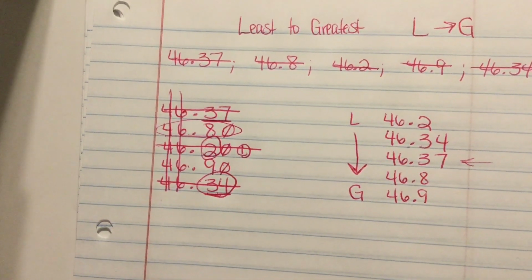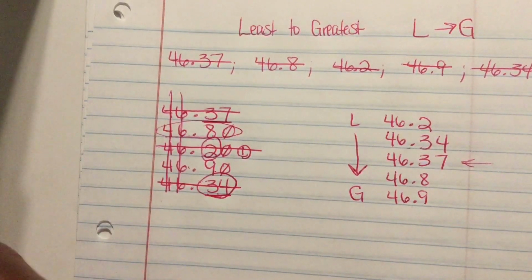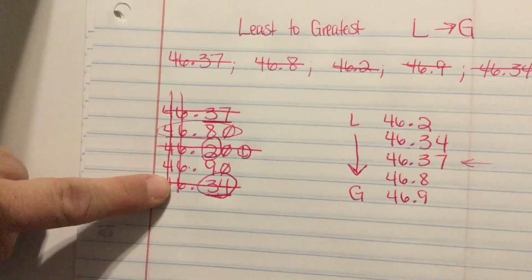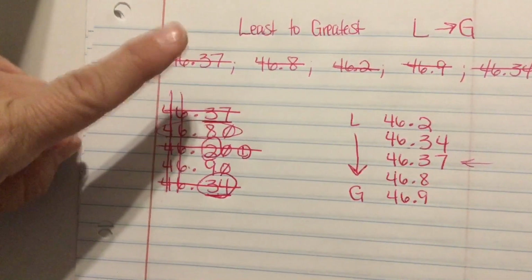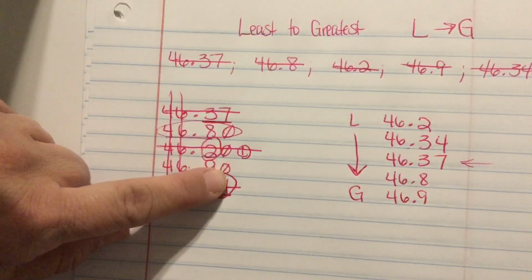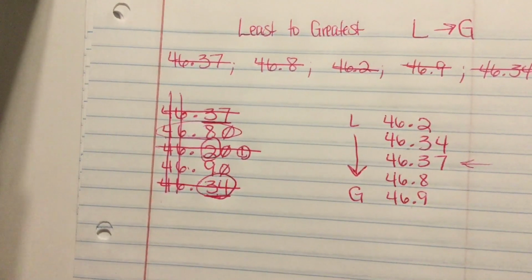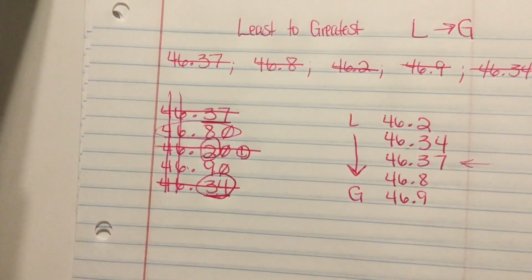Okay, so you need to first remember to line the decimals up. Then you need to compare: line the decimals up, fill in the holes. After you fill in the holes, then you compare, starting with the greatest place value.